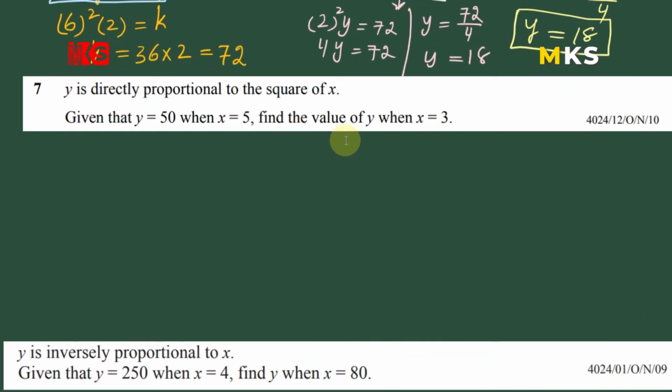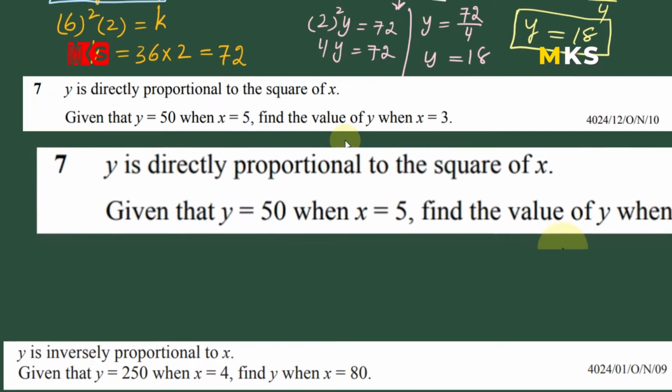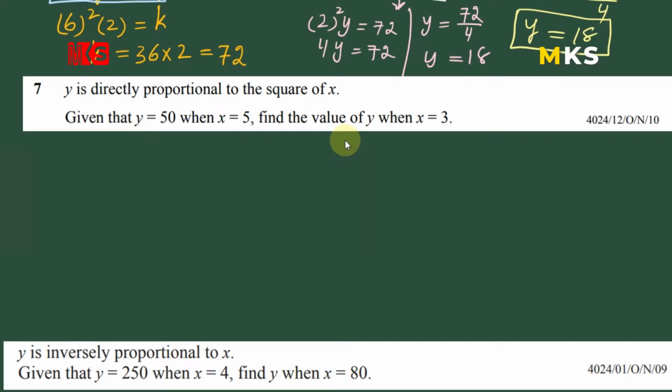All these questions are from the past papers. This is question number 7 of my worksheet. Y is directly proportional to the square of x, the first statement, and given that y is 50 when x is 5. Same pattern question. Find the value of y when x is 3.